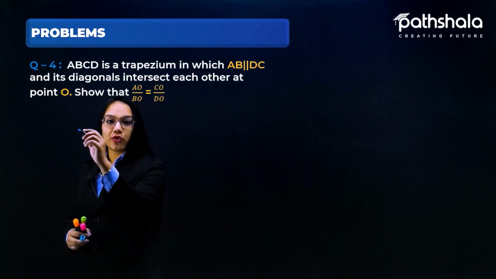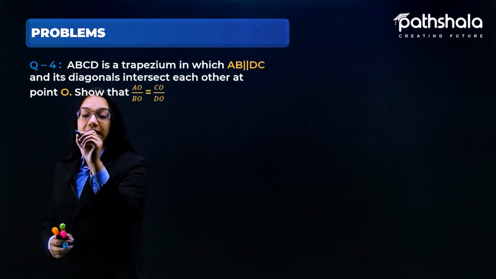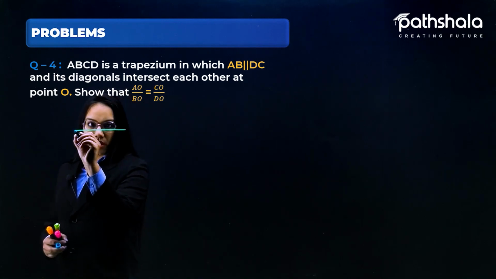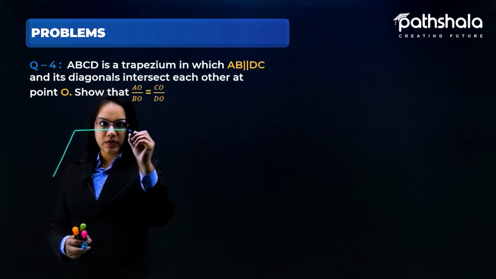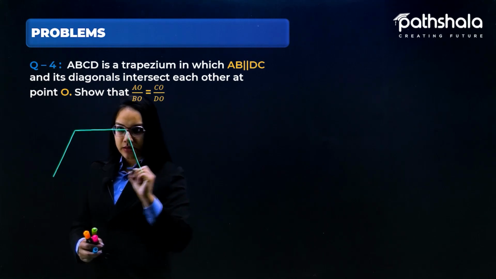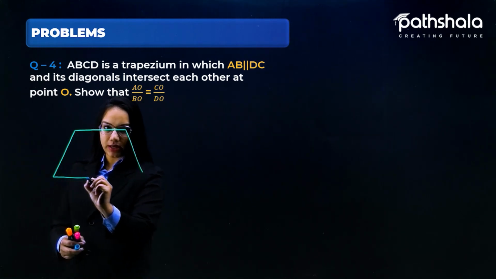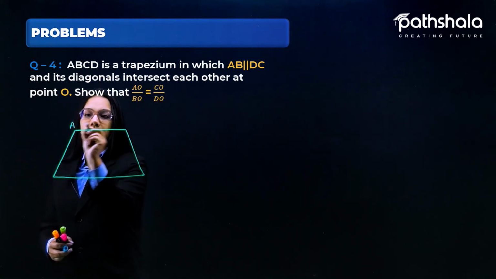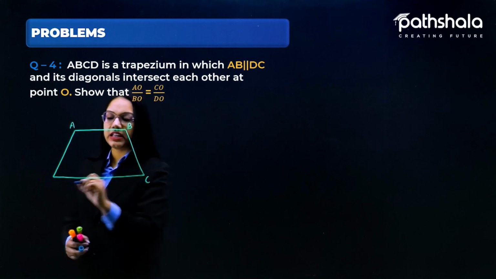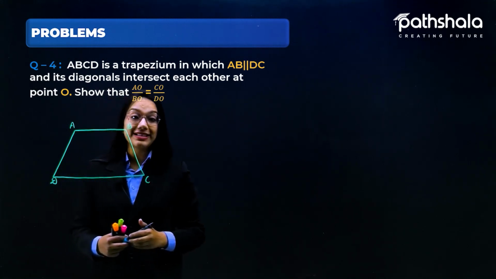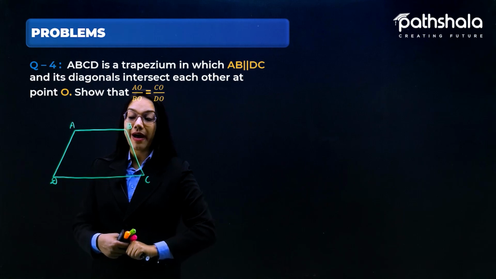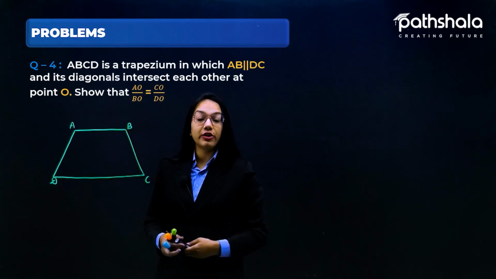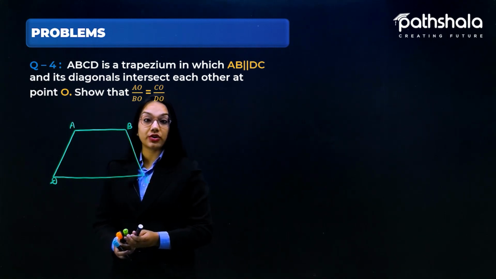So let's first of all draw the figure. As it says, ABCD is a trapezium. So let us suppose this is my trapezium, and I am calling it A, B, C, D. Further it says that AB is parallel to DC. As you can see, AB is definitely parallel to DC, and further it says its diagonals intersect each other at the point O.